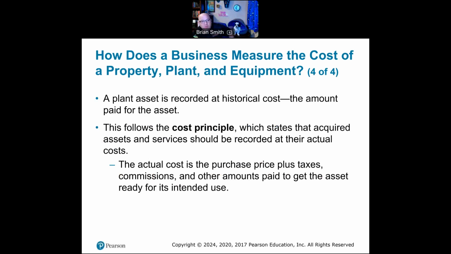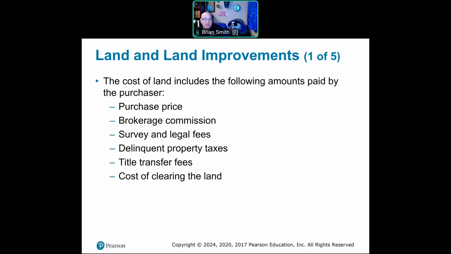We kind of already went through this, but what do we include in the cost of that asset? When we buy something, it's more than just the cost of it. So what are we going to look at? What are we going to think about? Let's go ahead and look here at our land and land improvements. So purchase price, let's say you had a brokerage.